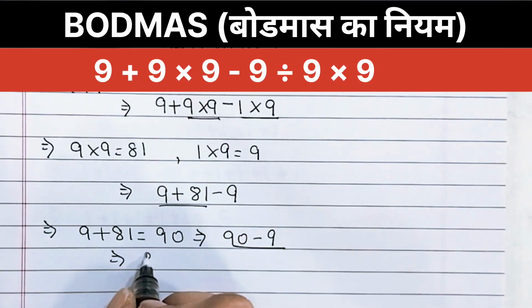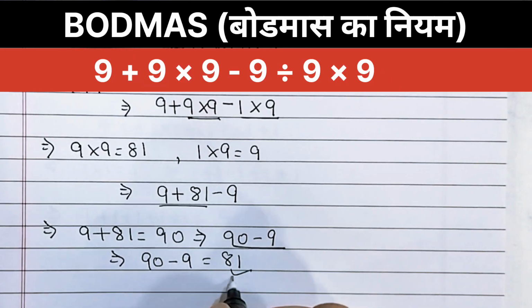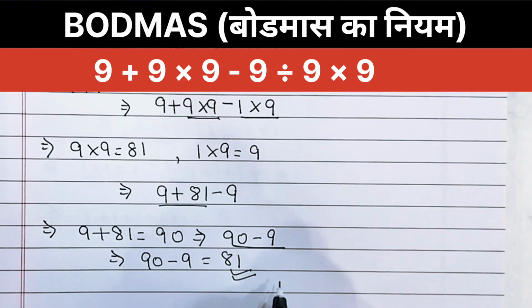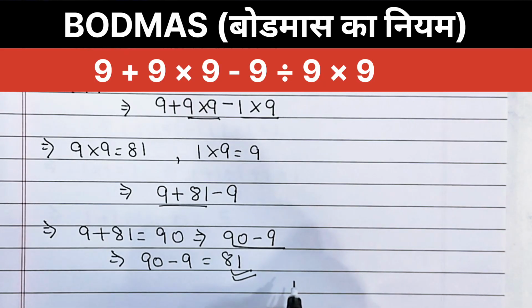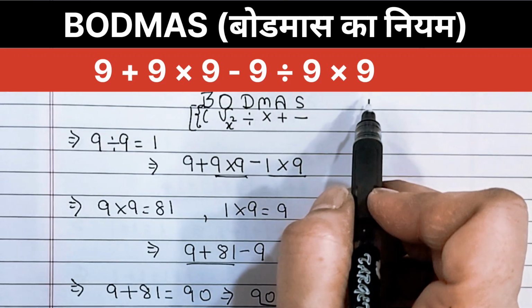Now we subtract the digits. 90 minus 9 equals 81, and 81 is the final answer, and this is the final operation left to reach the simplest form of the expression. Final result of this expression is 81.